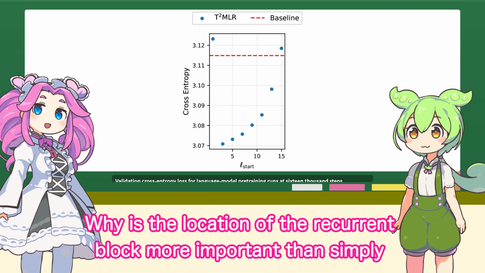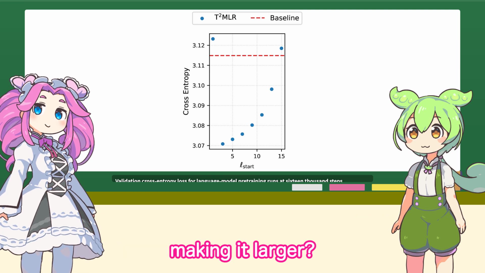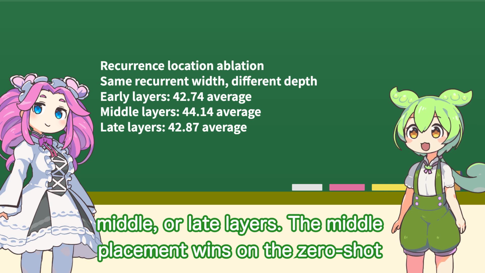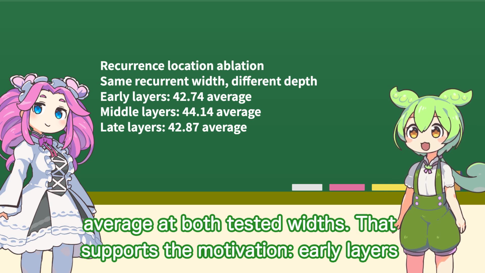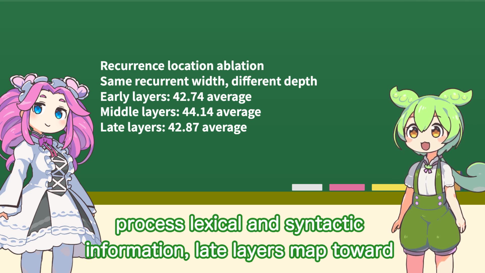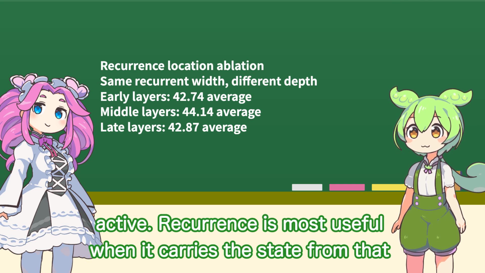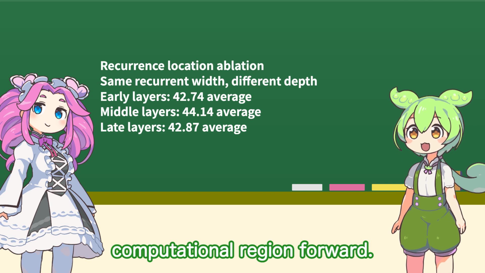Why is the location of the recurrent block more important than simply making it larger? The authors hold the recurrent width fixed and move the block to early, middle, or late layers. The middle placement wins on the zero-shot average at both tested widths. That supports the motivation. Early layers process lexical and syntactic information. Late layers map toward the output vocabulary. And the middle is where abstract reasoning is most active. Recurrence is most useful when it carries the state from that computational region forward.